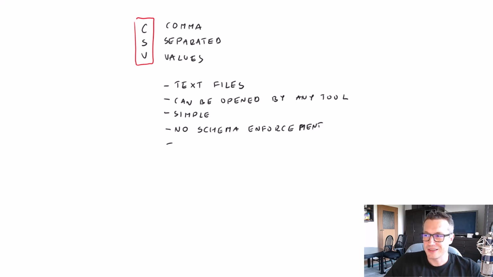And everything is a string. Every column is a string, even though we know that a given column should be an integer, date, or some decimal number. No, in case of CSV, everything is a string. There are no types defined inside CSV. So everything is a string.